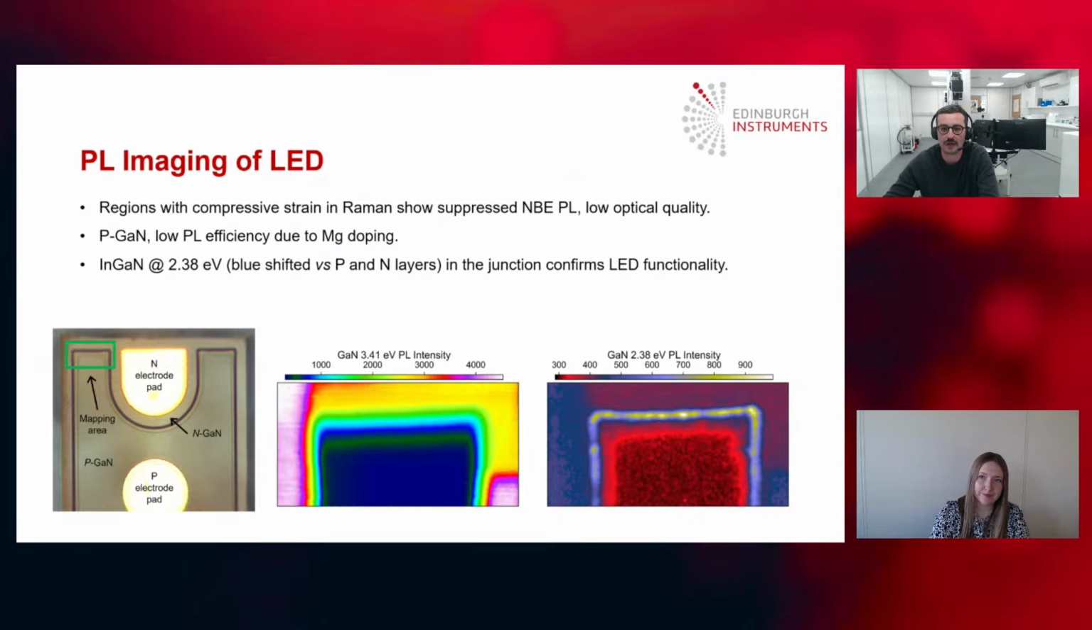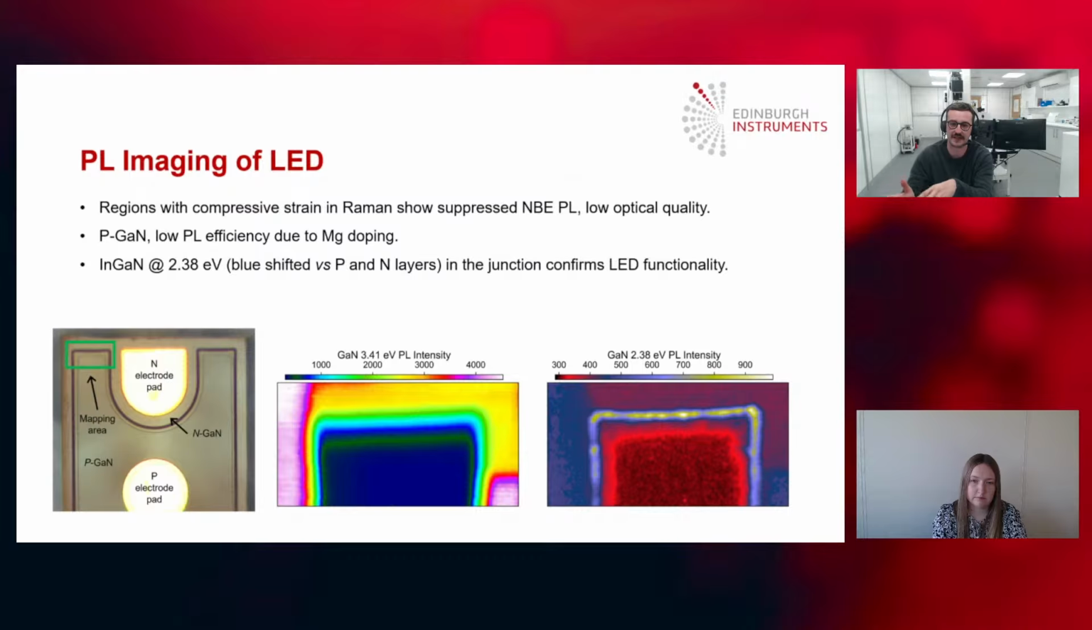They're very deep. In contrast, the InGaN junction emits strongly around 2.38 eV, which is about 510 nanometers. So slightly blue shifted compared to the surrounding material, and that is the signature of the functional LED device. So it's emitting at the PN junction, essentially.